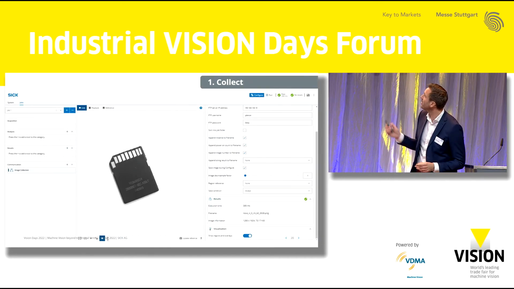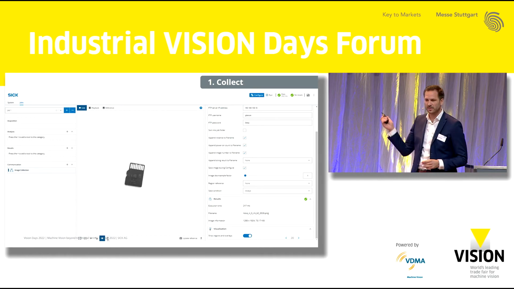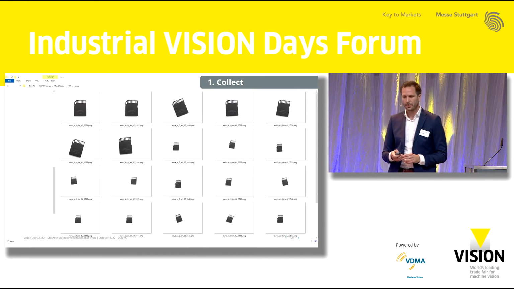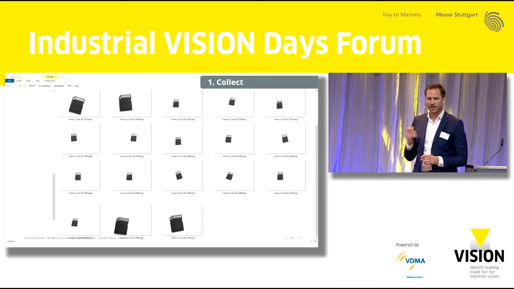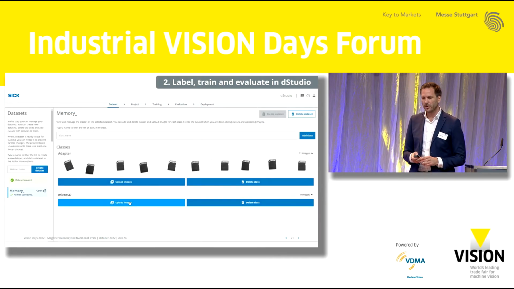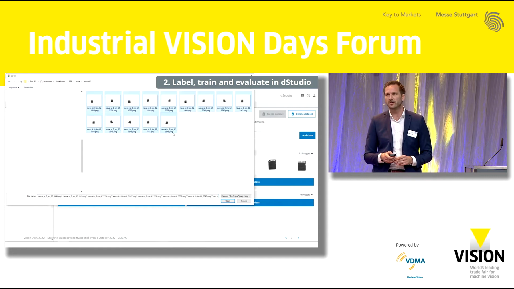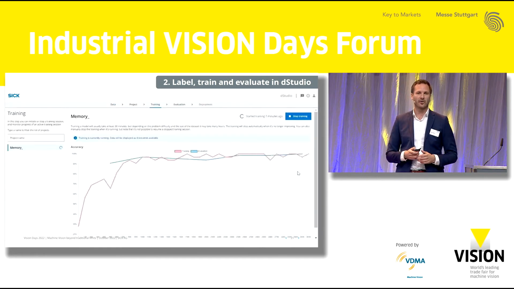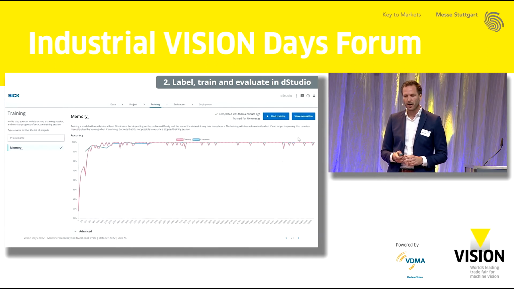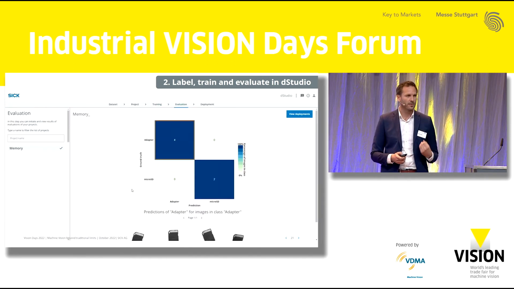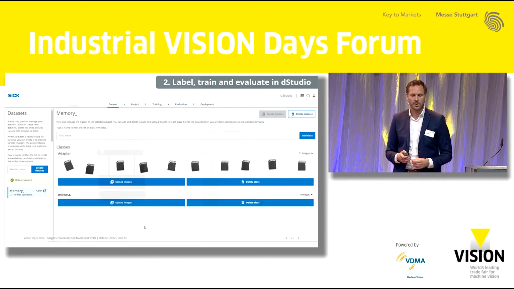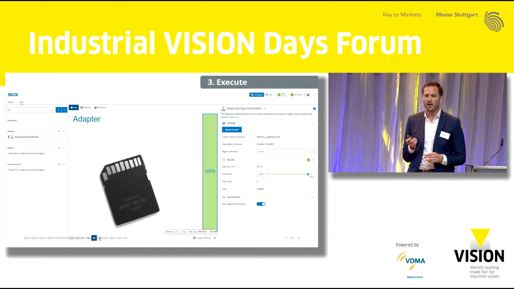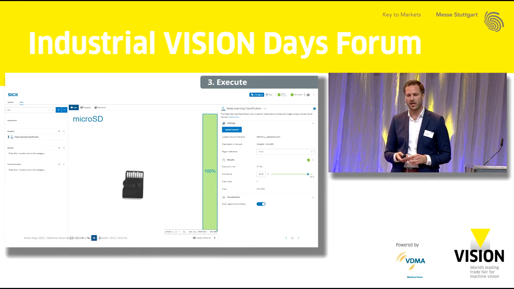This is how it looks like when you collect images. So in this case, we collect images directly to the PC. And after you've done that, you can then upload all your images to our training service, DStudio, where you can do the labeling, the training, and the evaluation in the cloud. And when you're happy with the result from the cloud service, you can then download the model and upload it to the camera, and then you can execute the classification tool on the device.